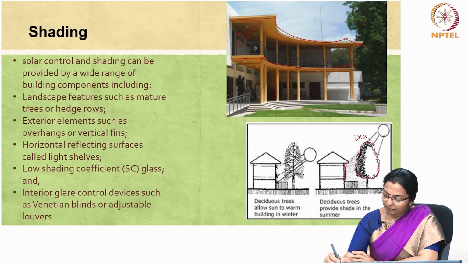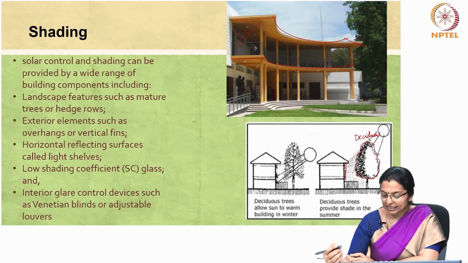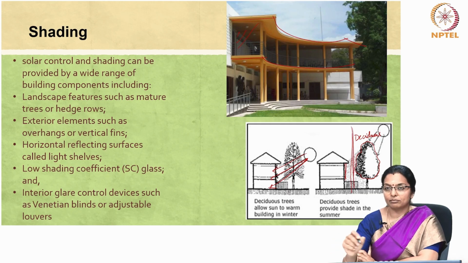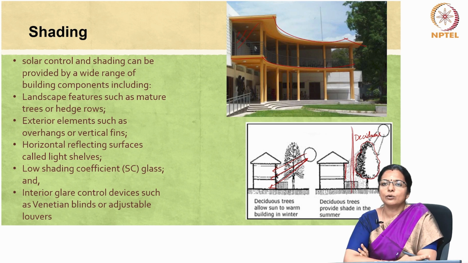This is a deciduous tree, and what it does is it sheds its leaves in the winter. What happens when it sheds its leaves? It allows the winter sun to enter, but in summer it blocks the summer sun. So, we can use such landscape features also.